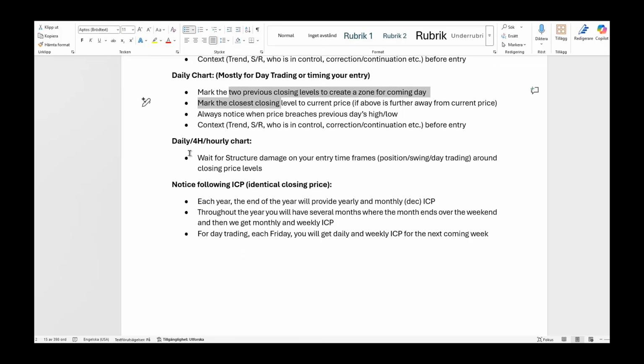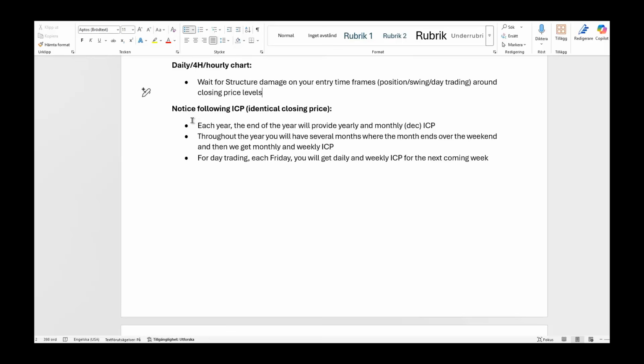Okay, the hourly, the daily, and 4 hour is your entry time frame only for position trading and swing trading, and you wait for swing break. So structure damage means swing break. Okay, that's basically it. So now let's go to following ICP.